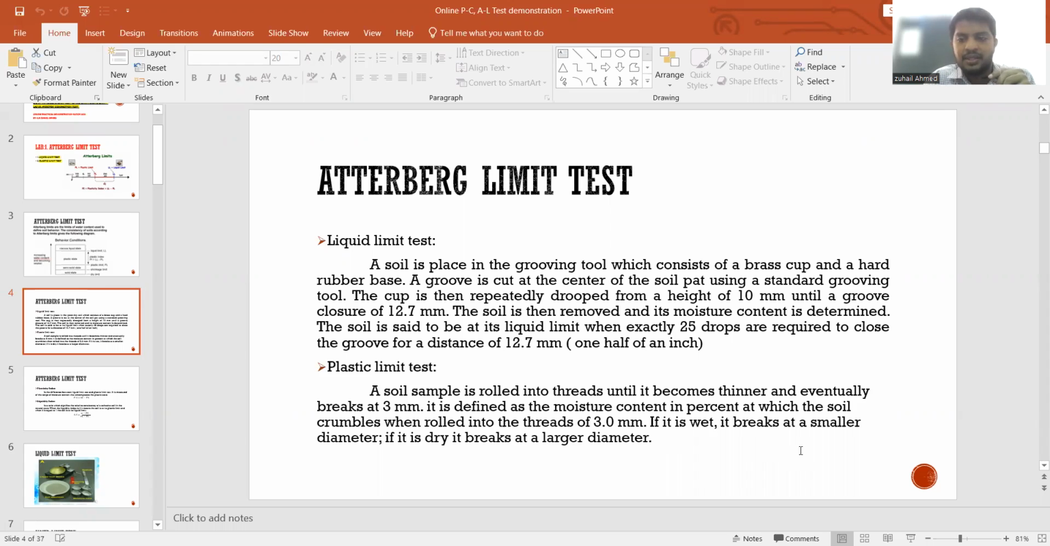That is a very quick test. We can perform these two tests in the lab. Normally, the sand cone test we have already done in the field. That is a field practical.